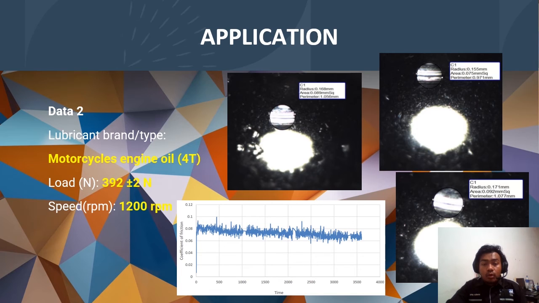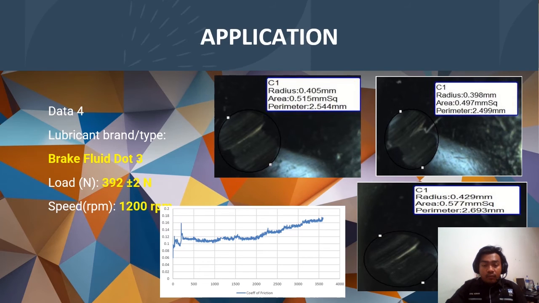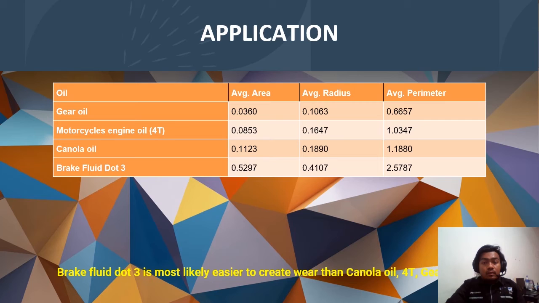It shows the coefficient of friction and the diagram of wear. And this is the third data for canola oil that shows its wear and coefficient of friction diagram. And this is the fourth data for brake fluid and its wear and coefficient of friction diagram. The result has been recorded and tabulated in the table.